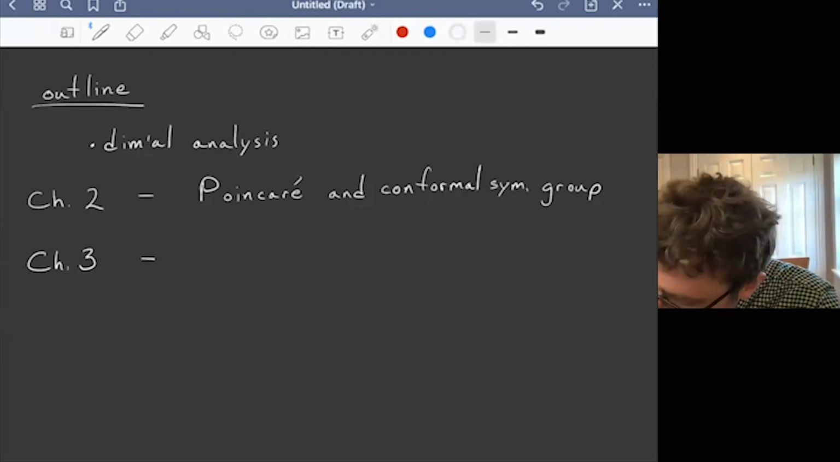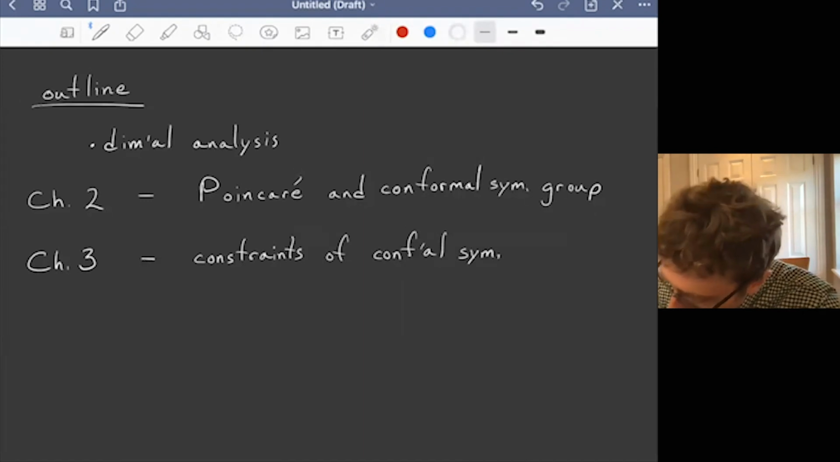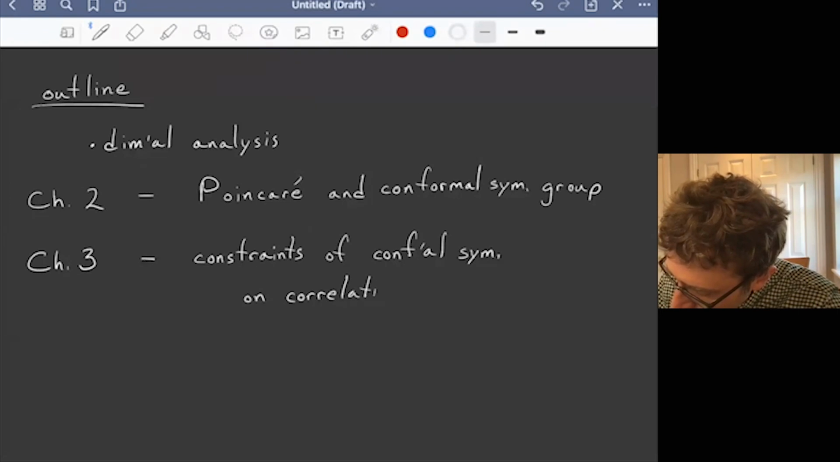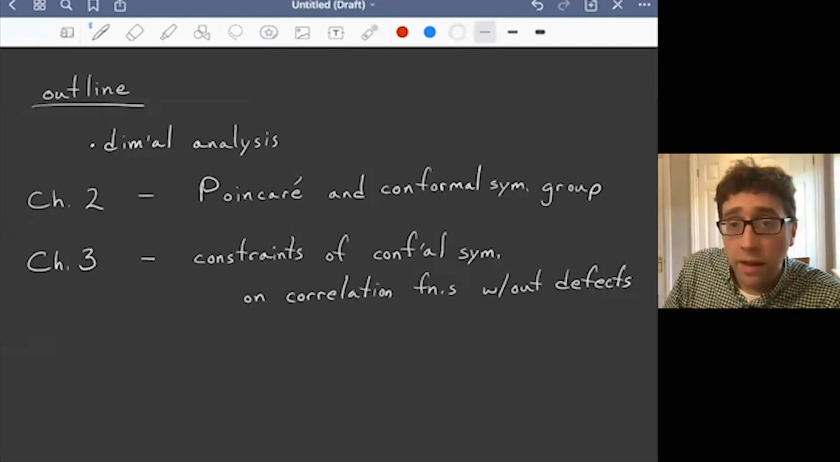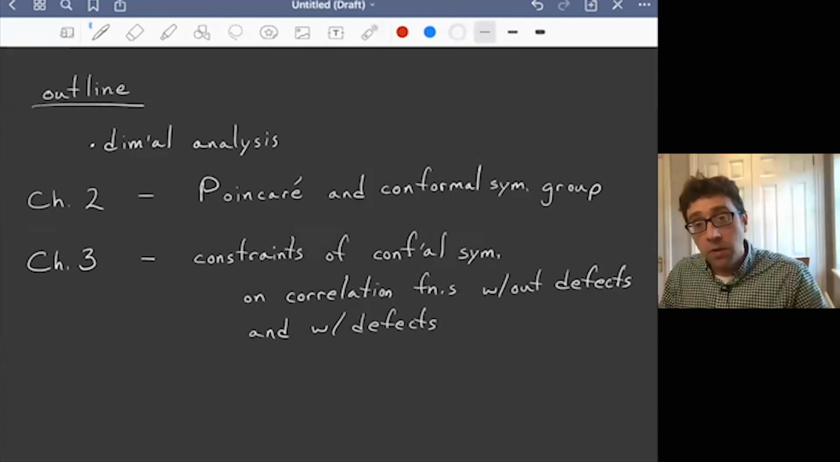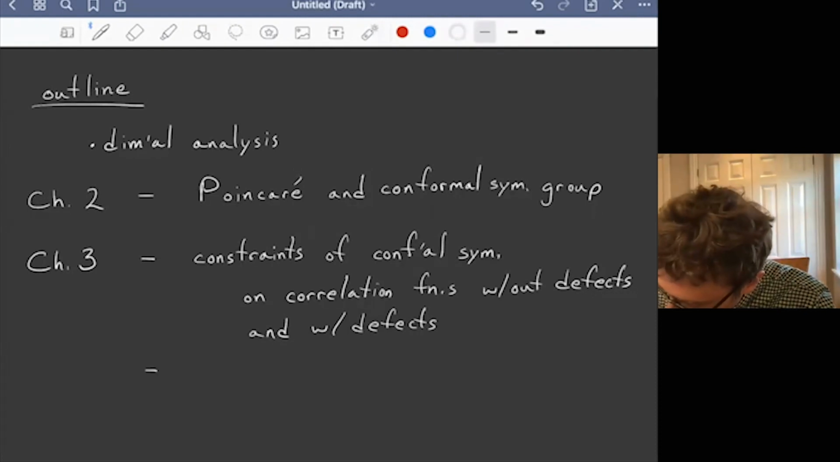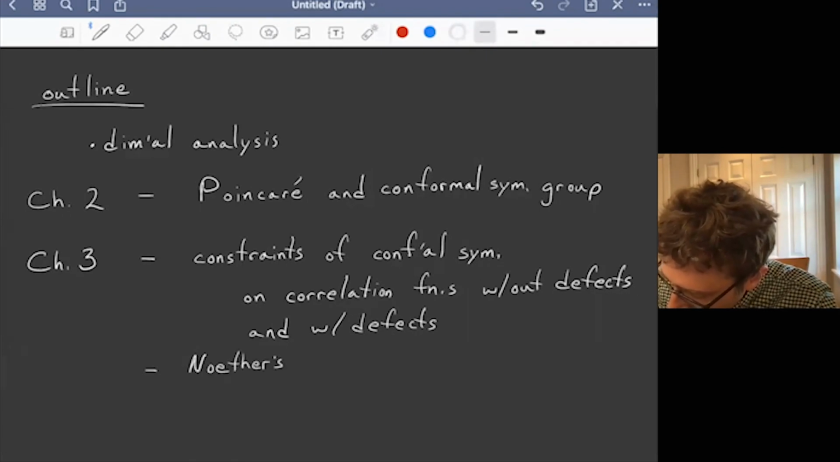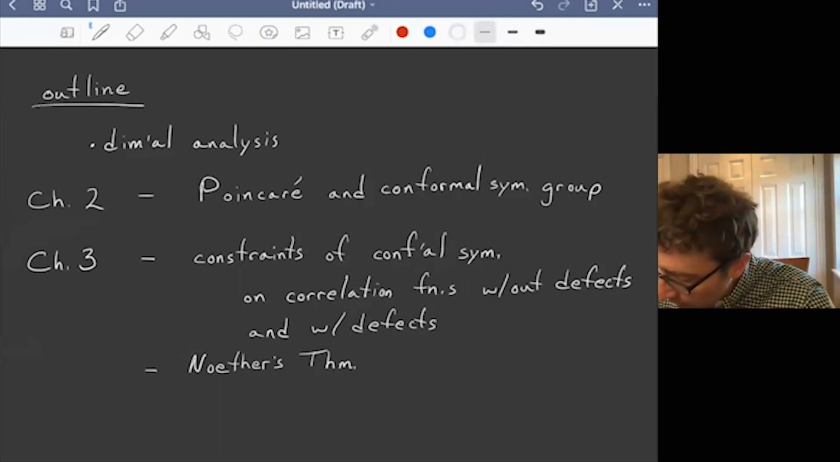So chapter 3 is going to be constraints of conformal symmetry, in particular on correlation functions. I'll talk a little bit about the case without defects, which I think you've already seen some of in the lectures with Nikolai this week. But I'll also emphasize the less familiar case of what happens when there are defects. You've got less symmetry, and then you have fewer constraints on these correlation functions. So there's less that's fixed. And in chapter 3, I think we'll also discuss a little bit about Noether's theorem and how, for some simple conformal field theories, it leads to the symmetry currents associated with the conformal symmetry group. Okay, so that's chapter 2 and 3.